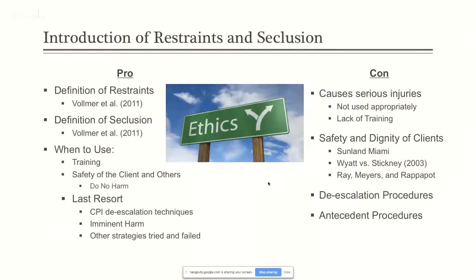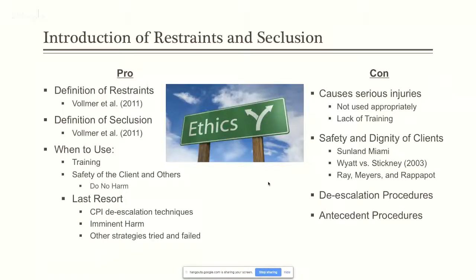We are not proposing restraining an individual for overturning a table once and calmly sitting down. We are advocating the use where the individual poses an imminent danger to himself, herself, or others in the immediate vicinity. When all other strategies have been tried and failed, restraint and seclusion become necessary to prevent imminent harm. We do not want to harm our clients, but we also cannot sit back and watch or allow them to hurt themselves or others.